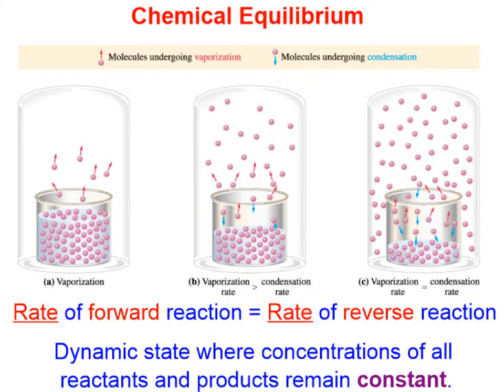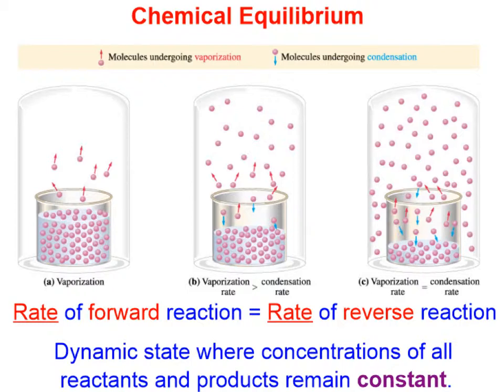Now, since you know about reaction rates and you know that there are reversible reactions, we can now talk about something called chemical equilibrium. Chemical equilibrium is when the rate of the forward reaction is equal to the rate of the reverse reaction for a reversible reaction. Now let's take a look at this example to help make this clearer. Let's say we have some water and it is undergoing vaporization. We have it changing from its liquid state into its gas state.